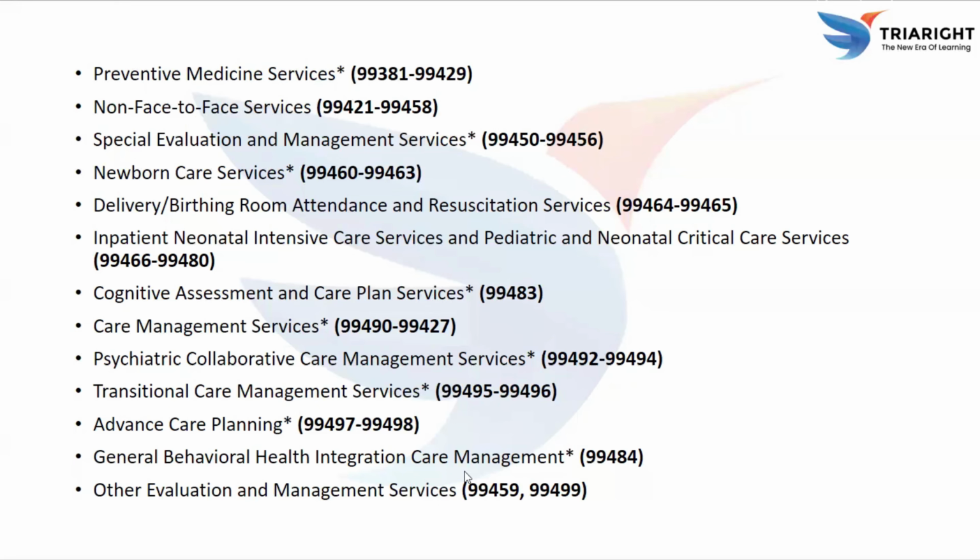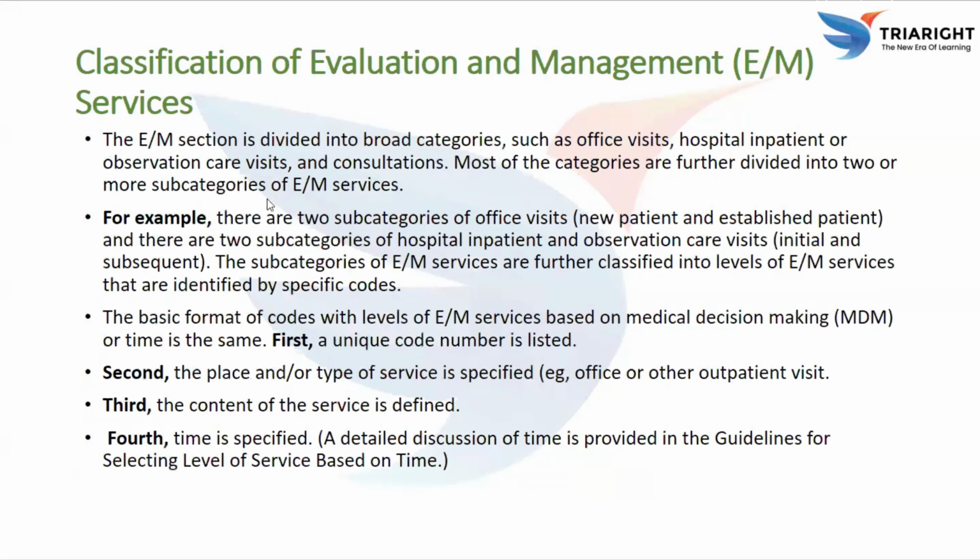So these are the categories of E&M coding in CPT. Next is classification of E&M services. The E&M section is divided into major categories based on where and how care is provided. The common categories include office or outpatient services visits, hospital inpatient care, observation care, consultations, and emergency department services. The location and the type of encounter determine the category first, but not the diagnosis.